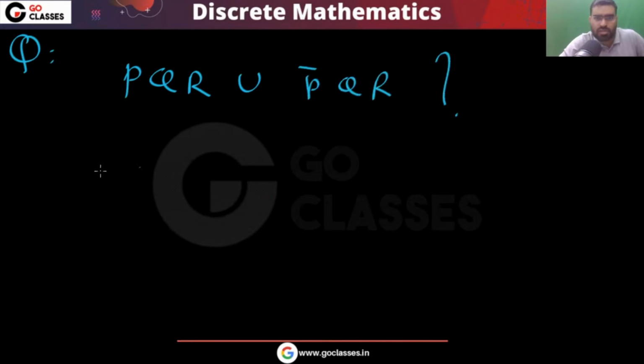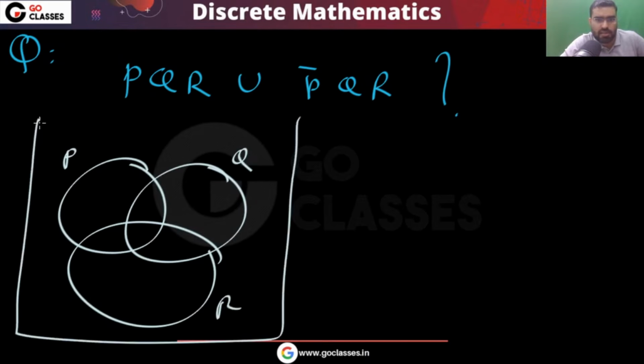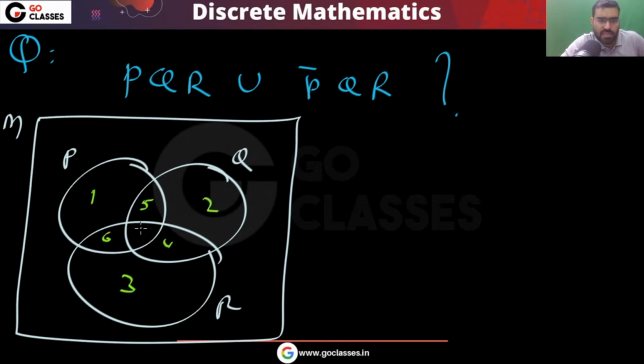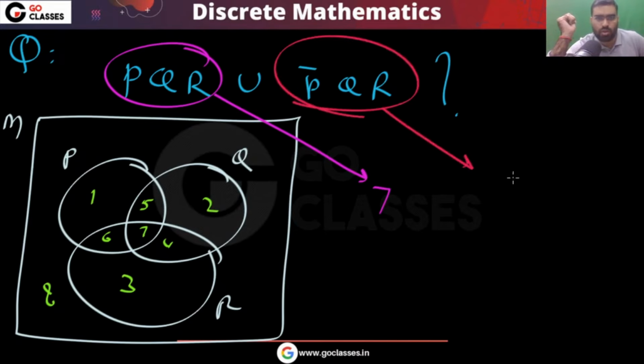Okay, this is my question. I wanted to ask you, PQR union P bar QR, can you say something about it? For example, this is your PQR. Look at this. This is P, this is Q, this is R, and this is the Venn diagram. For example, this is area number 1, 2, 3, 4, 5, 6, 7, 8. So tell me, what is this one? You can notice what is PQR. PQR is your area number 7.